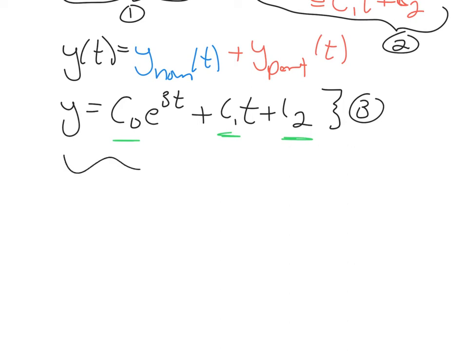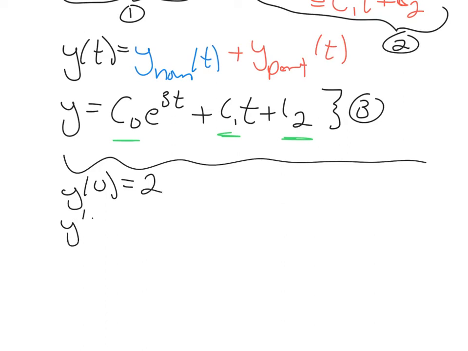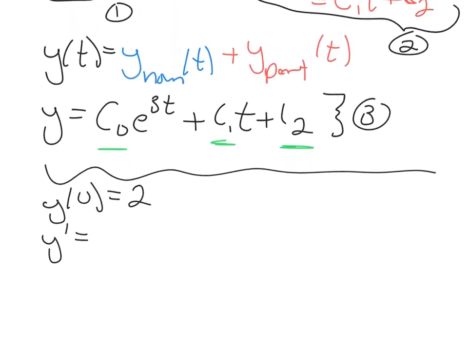So let's say, for example, that y of 0, the initial condition, is, let's say, 2. Okay, and we also know, I'm going to rewrite it, y prime is equal to, let's write down the original, 3y plus 4t.